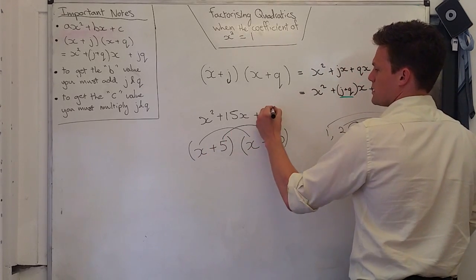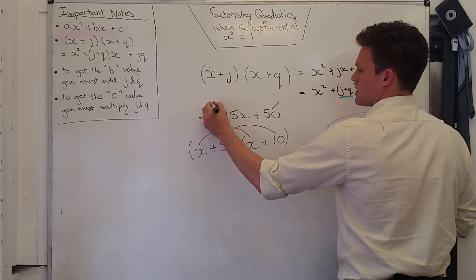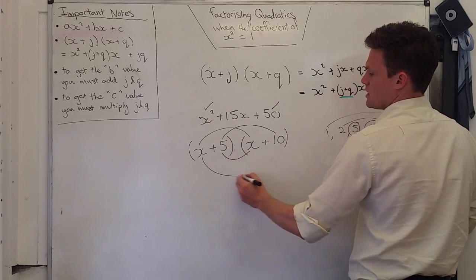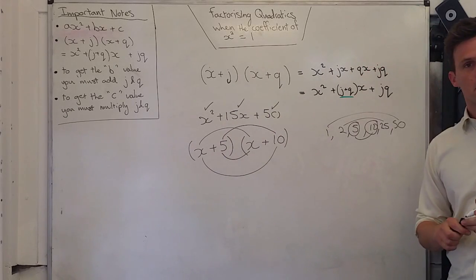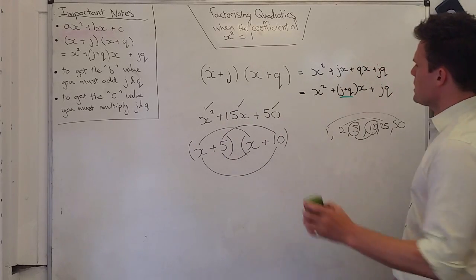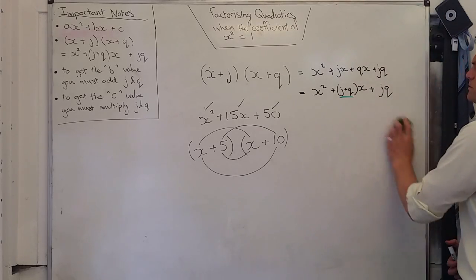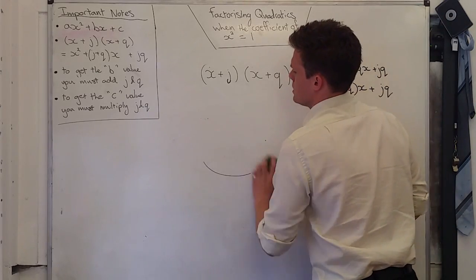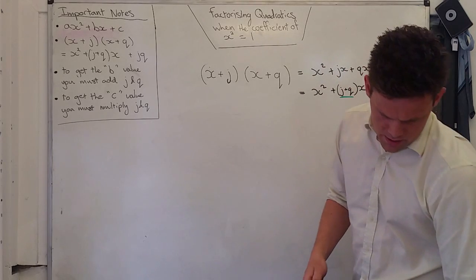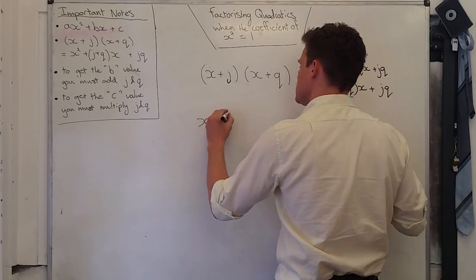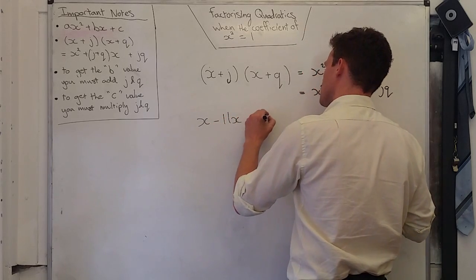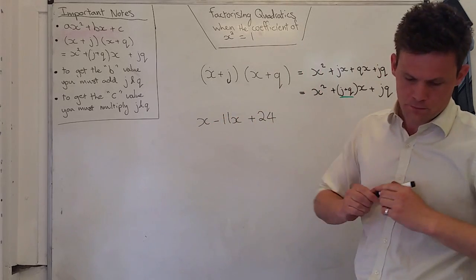And let's double check ourselves. So 5 times 10 gives me 50. x times x gives me x squared. That's going to give me 5x. That's going to give me 10x. 5x and 10x, 15x. Okay, good. Let's make this a little bit more challenging. Just a little bit. Right, so on the next one, we'll have x squared minus 11x plus 24.